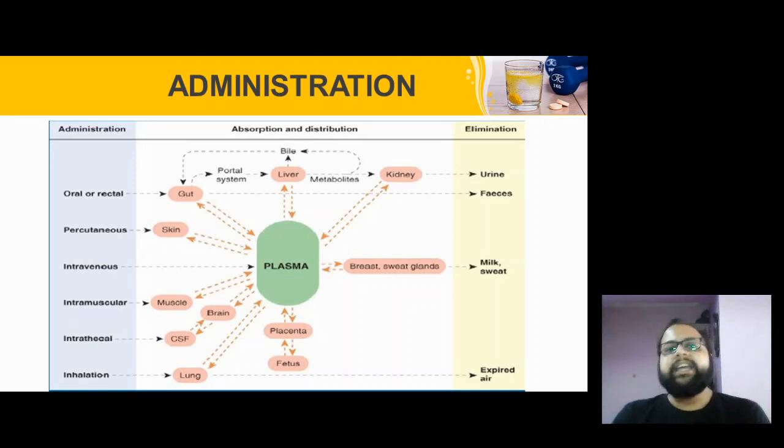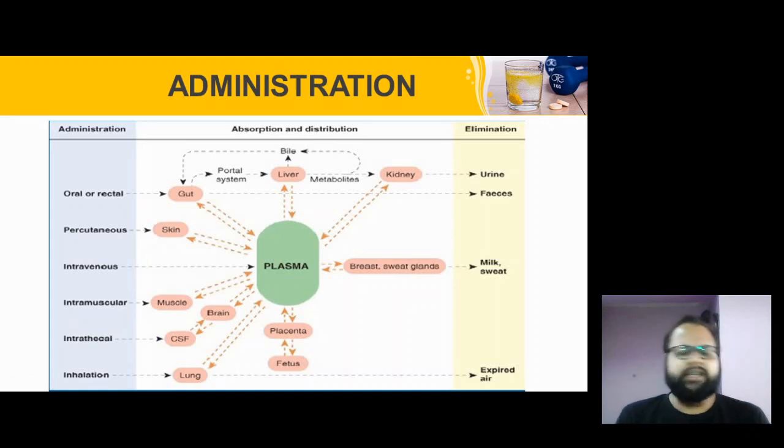There are various ways in which drug administration can take place. One is oral or rectal. That means you either take the tablet through your mouth, which is oral administration and the most common type, or in some cases through the rectum. Then there is percutaneous, which is nothing but your skin. Next is intravenous, which is an injection where you directly give it into your blood vessels. Then it is intramuscular, that is you give it in the muscles.